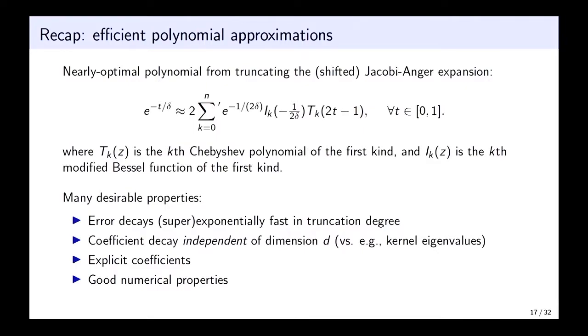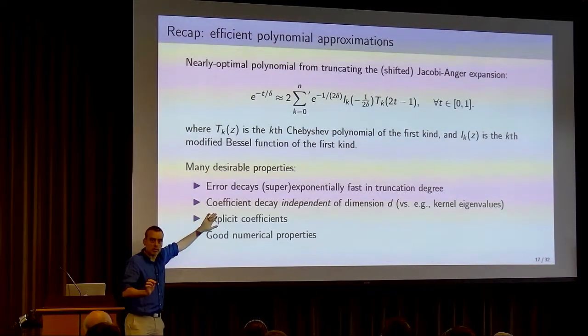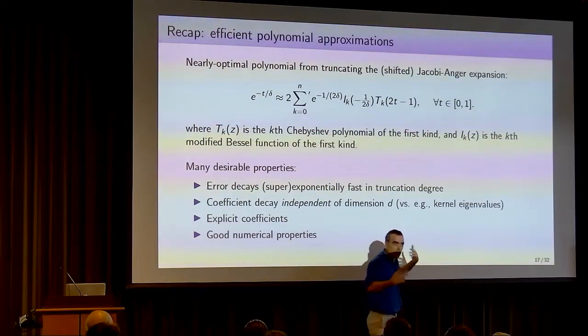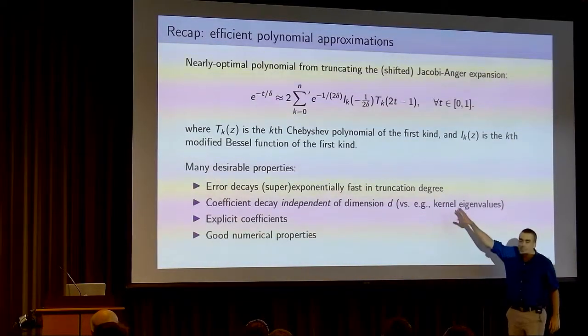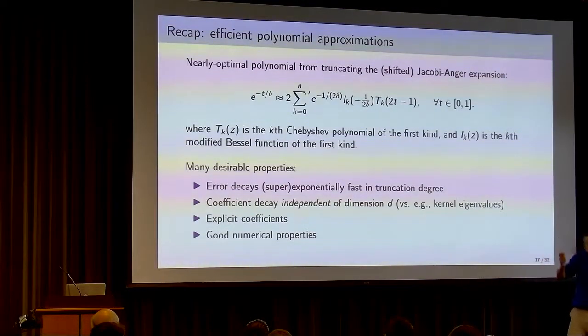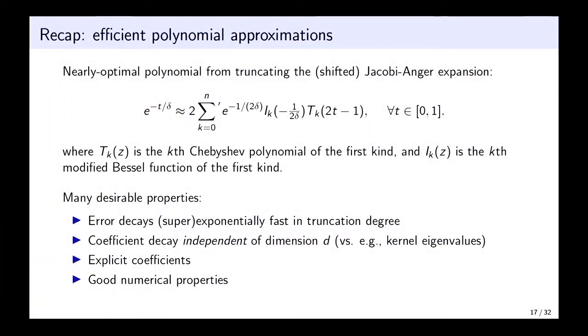Now, what is important for us? On the one hand, the error decays super exponentially in terms of the truncation degree. It's a lot better than many things. And this is super crucial: the decay of the coefficients in here is independent of the dimension. If you were to look at anything like kernel eigenvalues of the Gaussian kernel, the dimension appears very, very explicitly.